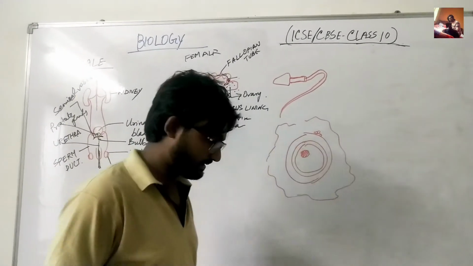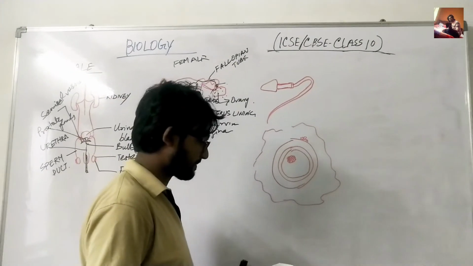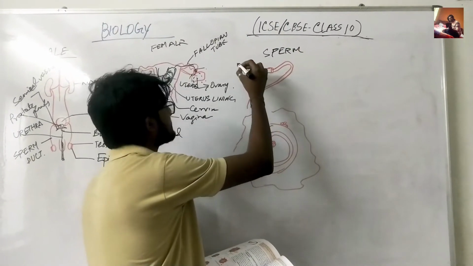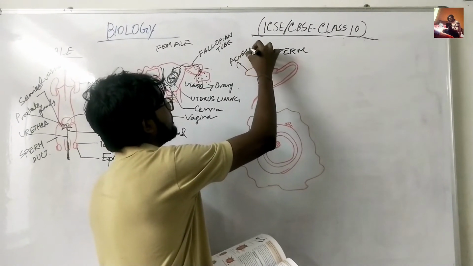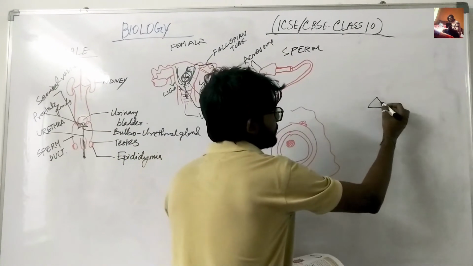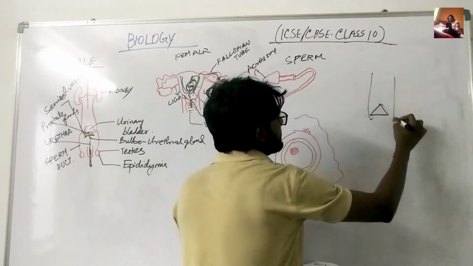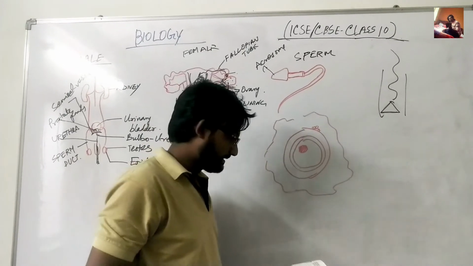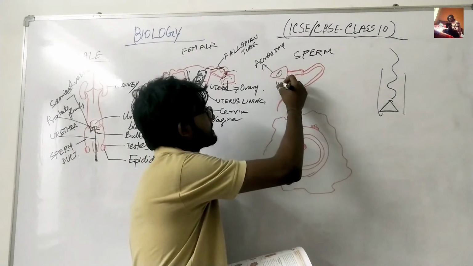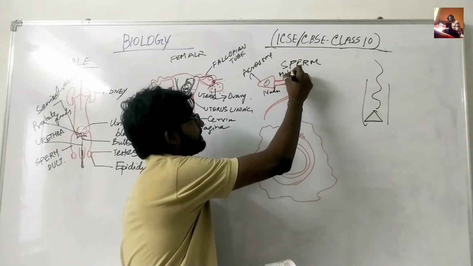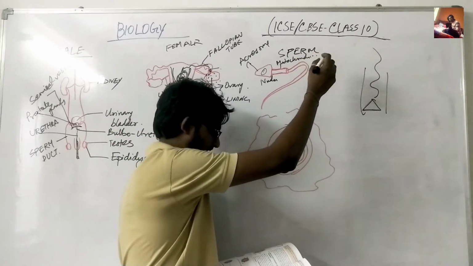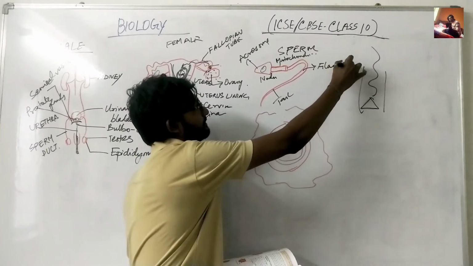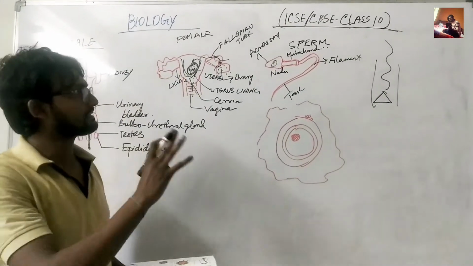And now the two most important parts. This is the sperm of the male. So this is the head. This is known as the acrosome. It is triangular because it can move easily through any pathway. This is the acrosome. Here the nucleus is present. This is the mitochondria, and this is the tail, and this is a filament. So you can memorize this simplistic structure of a sperm.